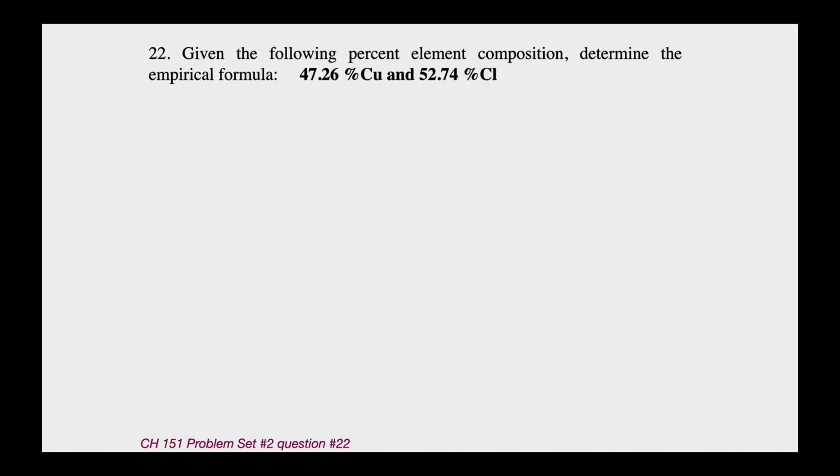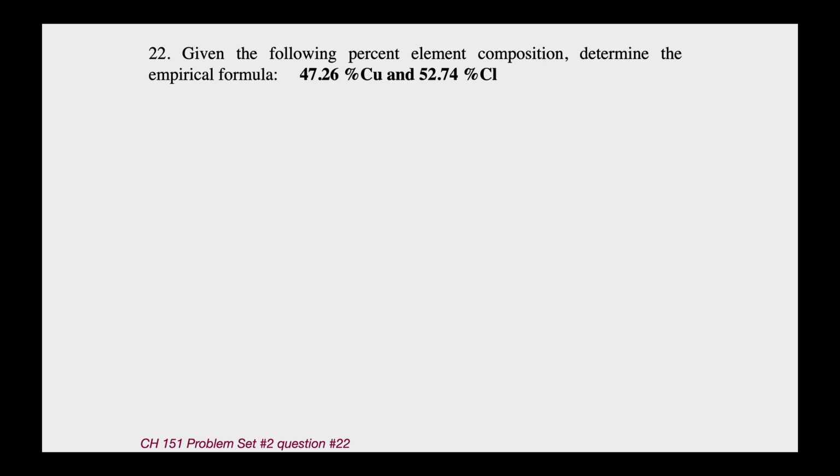Mass percentages will lead to an empirical formula for a compound. It doesn't necessarily give you the molecular formula, but it can give you the empirical formula. So let's look at how you would do that for this combination of elements. We've got a compound which is 47.26% copper and 52.74% chlorine. And the question is, how do you get to the empirical formula?